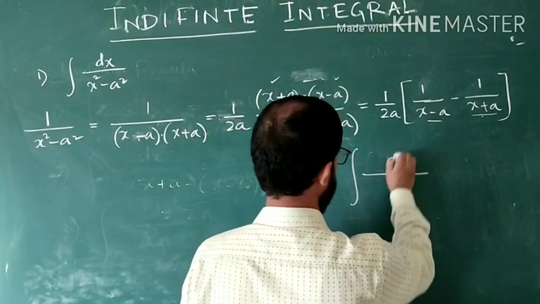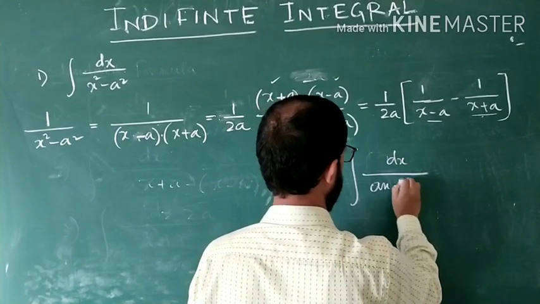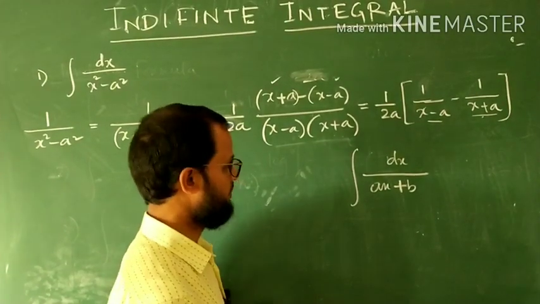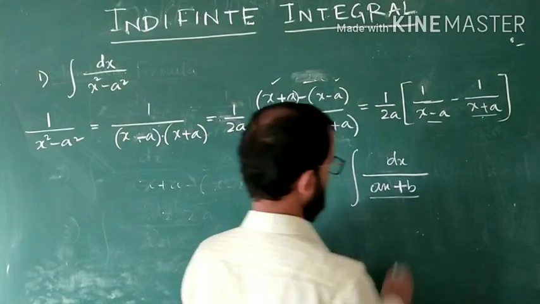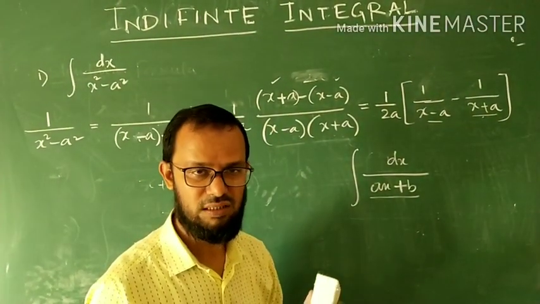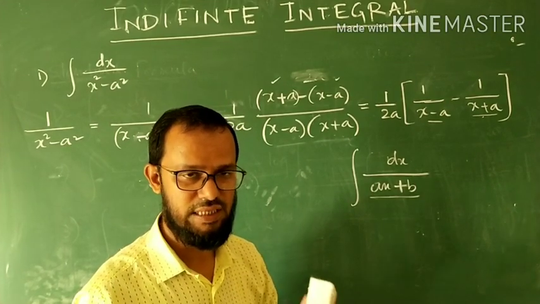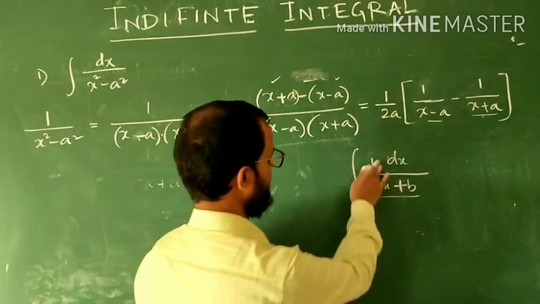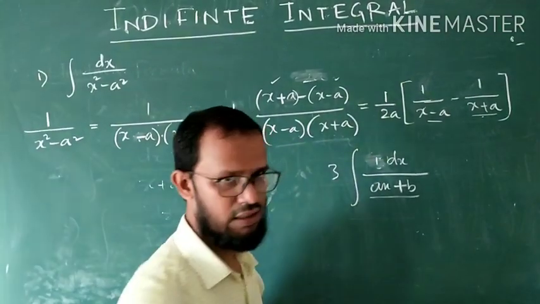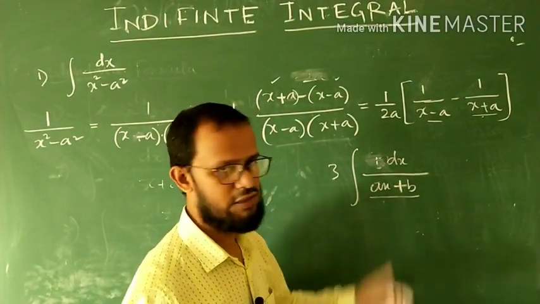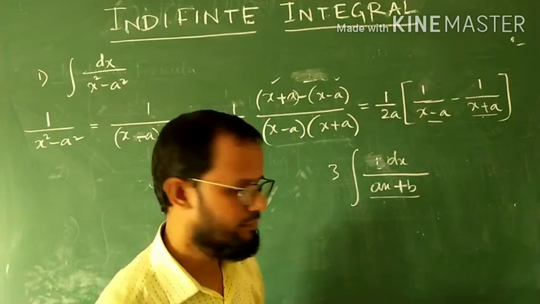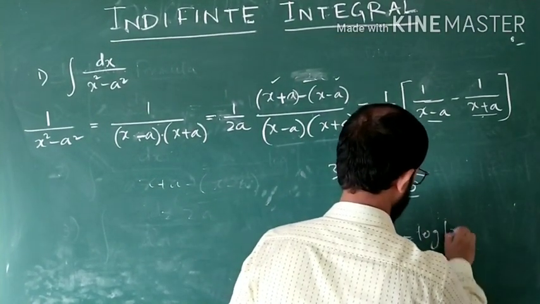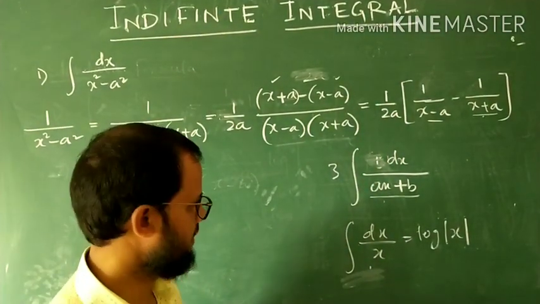Suppose integration dx by ax plus b, a linear term, and you have to integrate it. How to do this integral? You see, this is very very important. Here this is of linear type. When there is a linear expression in the denominator, the numerator is 1. If the numerator were 3, we would take 3 outside and it becomes 1. So the numerator is 1, and we will use the same integral formula, log modulus of x. This formula we are going to apply in this particular problem.